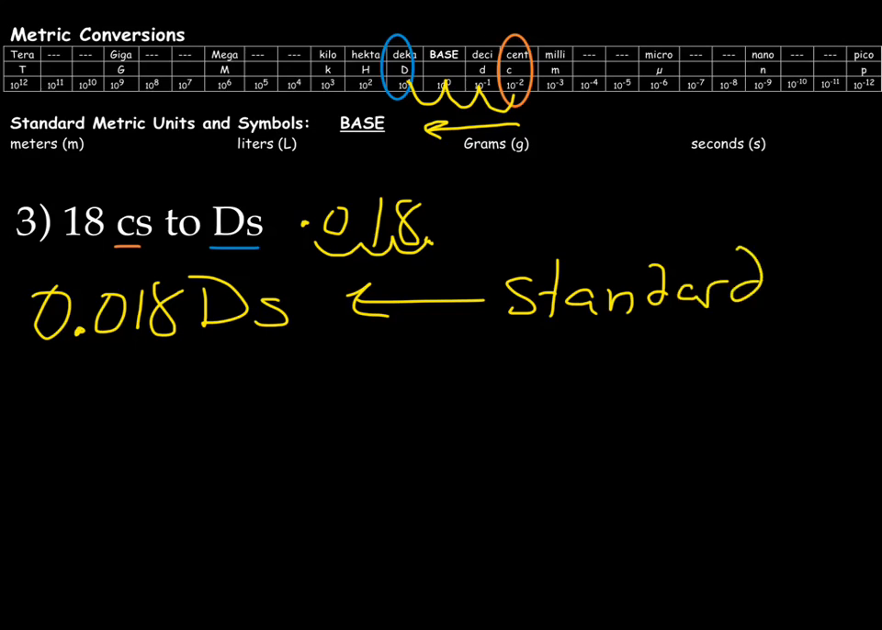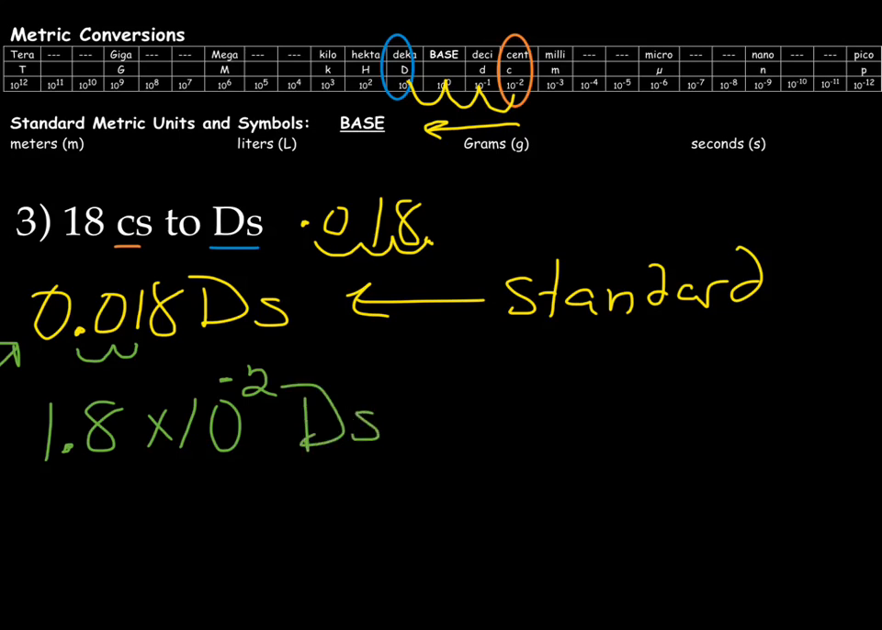Okay, and for scientific notation, again, there needs to be one digit before the decimal. So it's going to be 1.8 times 10 to the 2. And this number here is smaller than 1, so small number, which means the exponent is negative. So we have 1.8 times 10 to the negative 2 decaseconds. And that is our scientific notation. All right, there you go. That's it for today.